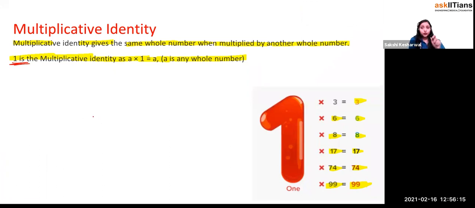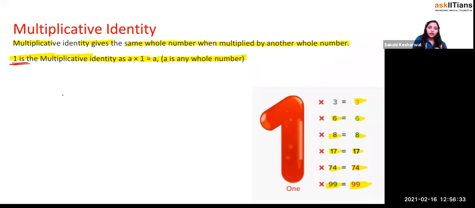So we say that 1 is the multiplicative identity. That's why you'll hear the words additive identity and multiplicative identity. Additive means you're doing addition. Multiplicative means you are multiplying, right? That is the difference between addition and multiplication. Additive identity means you're adding a number, and multiplicative identity means you're multiplying a number.